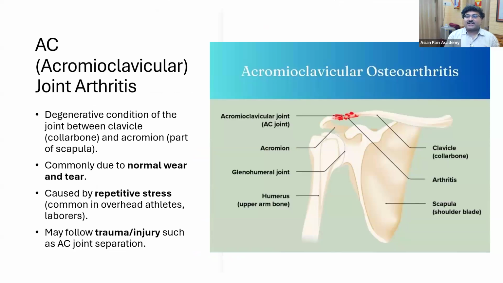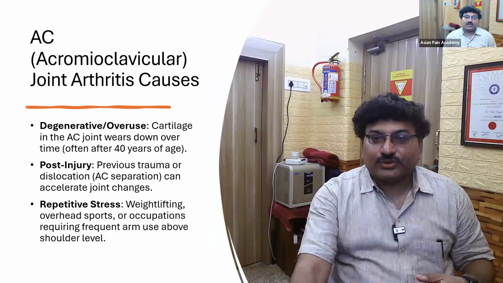Okay. So let's start with the first, acromioclavicular joint arthritis. As I have told, acromioclavicular joint arthritis is more common than glenohumeral joint arthritis. And here the pain is in the anterior part of the shoulder and slightly at the top. Now, it can happen because of normal wear and tear with time or repetitive stress, that is the degenerative type, or it can be the result of trauma or injury to the shoulder.